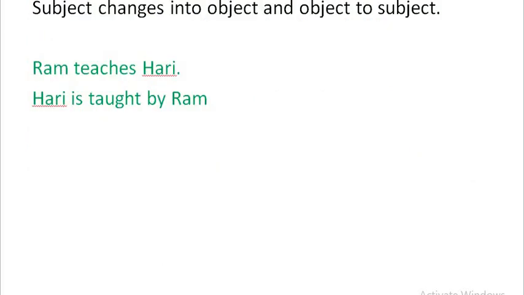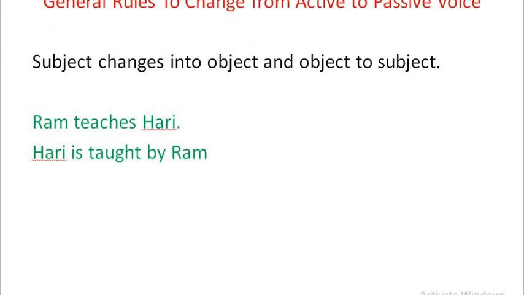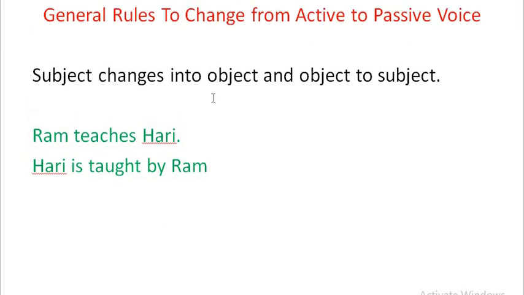Now let us see one by one. The first thing I told you, that's while changing from subject to object, what happens? Subject changes to object and object to subject. Now here let us take one example.